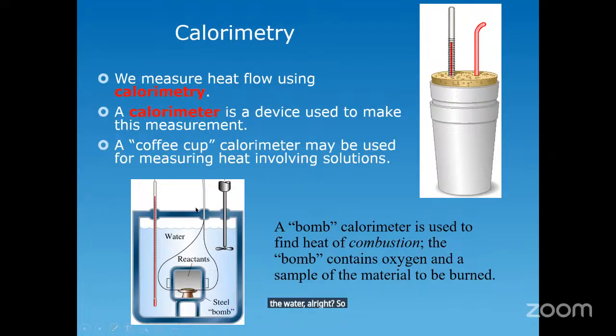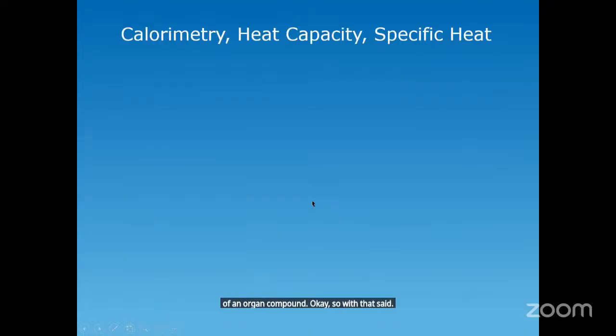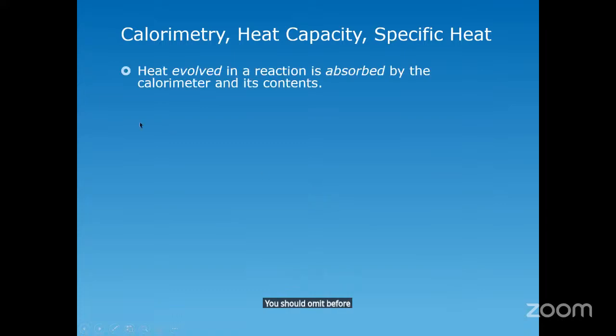So this is more complex in terms of design, and that's because this is specifically for determining the heat of combustion of an organic compound. Okay, so with that said, let's come to some definitions, some of which you should have met before in your introductory or high school chemistry. Now, when it comes to calorimetry, as I said before, it is used to measure the amount of heat that is either evolved from the reaction or absorbed from the reaction.